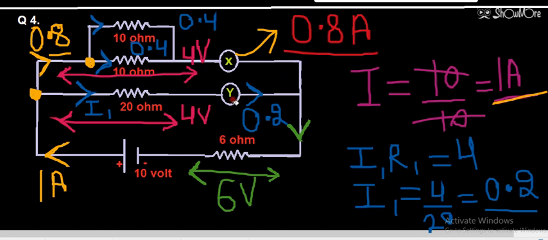Now let's discuss Y. So Y is also an ammeter, and it will measure the current flowing through this 20 ohm. So through this 20 ohm a current of 0.2 ampere is flowing. So that means a 0.2 ampere reading is given by this ammeter. So this will give me 0.2.